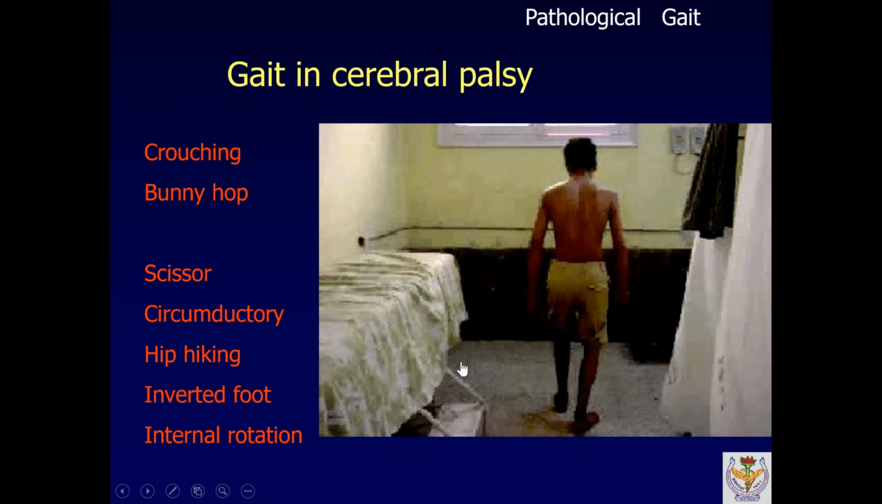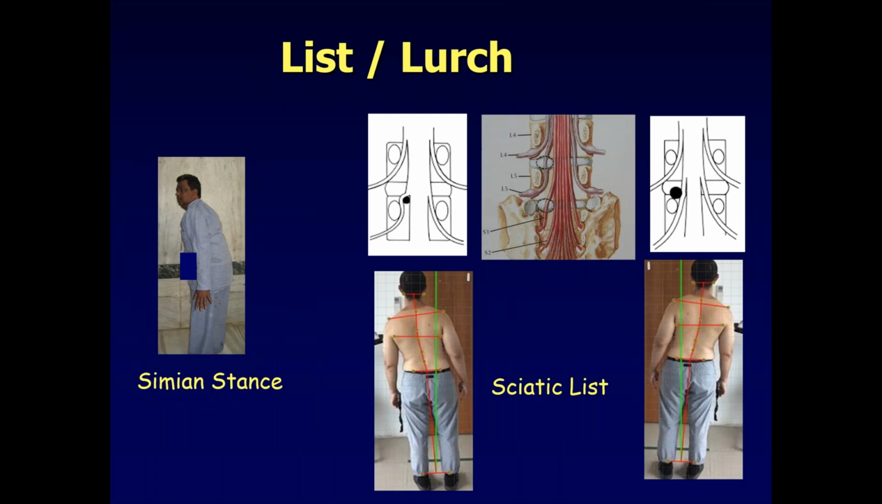Like this, we can have different types of abnormal gait, and in cerebral palsy itself, one can have a crouching gait, a bunny hop gait. As I said, if the musculature is poor, then the patient tries to get the center of gravity closer to the floor and hops like a bunny. Scissoring gait, circumductory, hip hiking, inverted foot, and internal rotation, all types of gait can be seen in cerebral palsy.